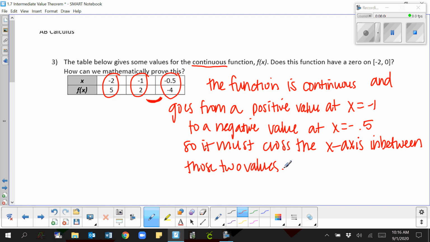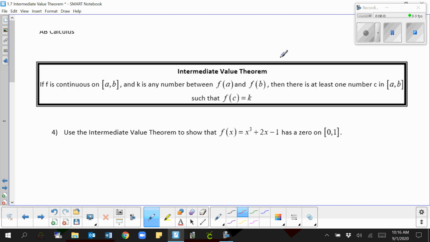So we've kind of talked about the intermediate value theorem. Let me give you an actual definition for what the intermediate value theorem is.